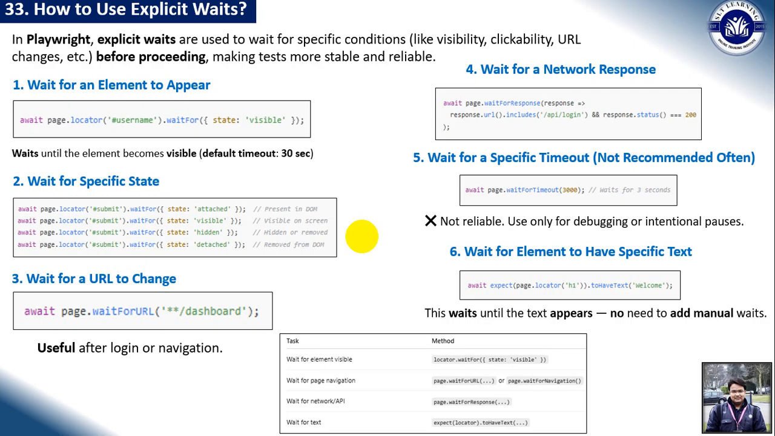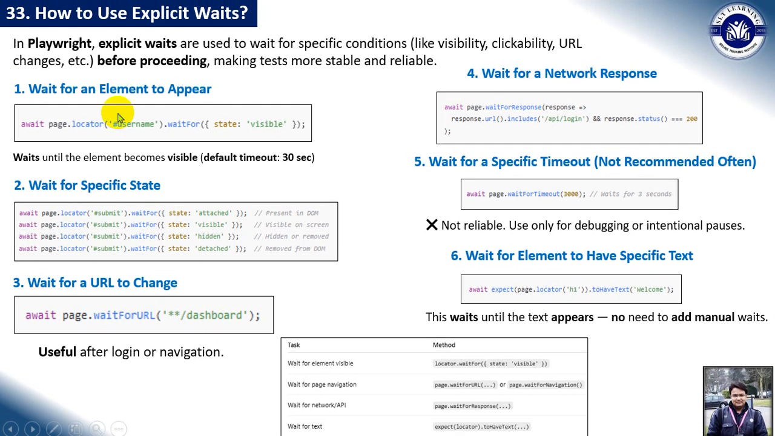Okay, but suppose you want to be more precise and add those conditions, what you can do is apply different syntax, like waiting for the element to appear. That means page.locator with the id of username, dot waitFor state visible, meaning the state of the element becomes visible, then perform the next action. The default timeout for Playwright is 30 seconds. Then we have different states, like attached, present in the DOM, then visible on the screen, hidden, or detached, which means removed from the DOM.